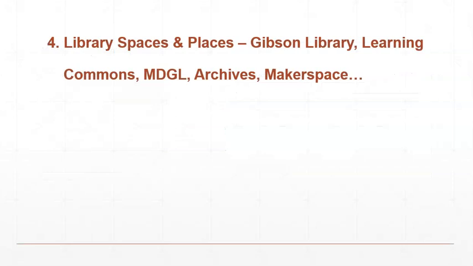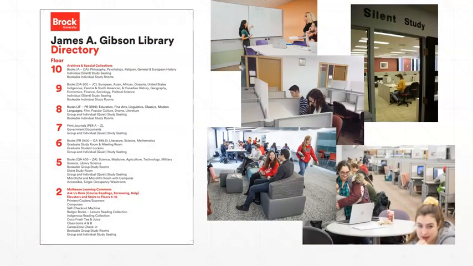There's lots of library spaces and places. The James A. Gibson Library is in the middle of campus. It's parts of floors of the tower. There's a learning commons that surrounds it. There's the Map Data GIS Library, which is in the Mackenzie Chown Complex. We have archives in the library. And if you go to the Rankin Family Pavilion, which is right in front of the tower, there's a maker space, which is part of the library as well. Really neat resources. There's a guide to tell you what floors we're on and different things.